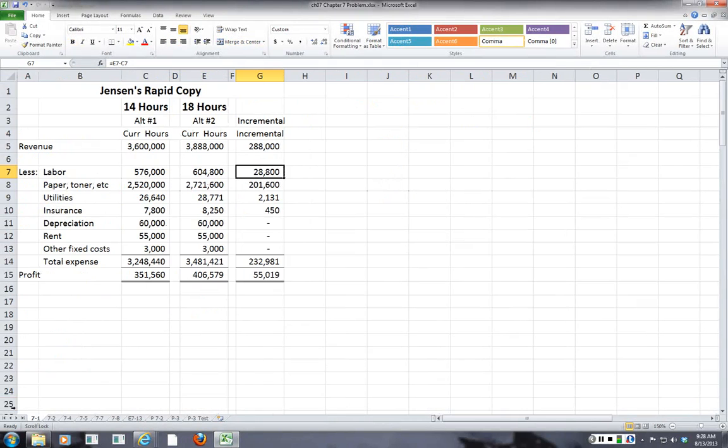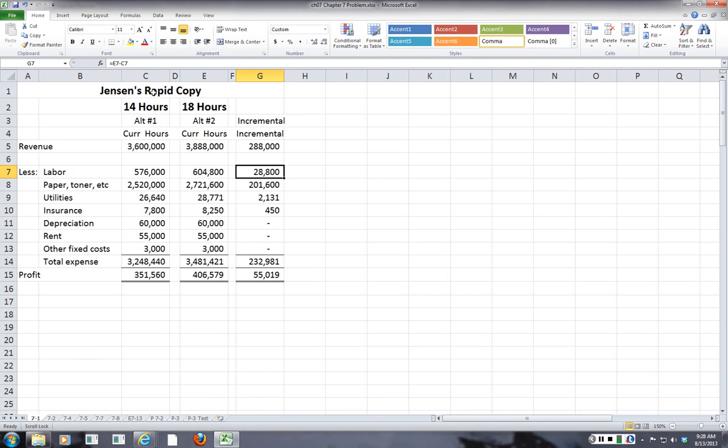I wanted to go through on chapter 7 some of the exercises the book goes through and some problems where we look at incremental revenue and do an analysis of different options using incremental revenue, incremental cost, and incremental profit analysis. This is on page 259, Jensen's Rapid Copy.